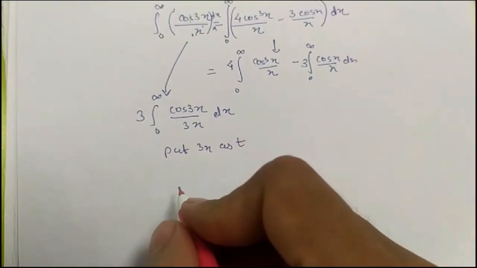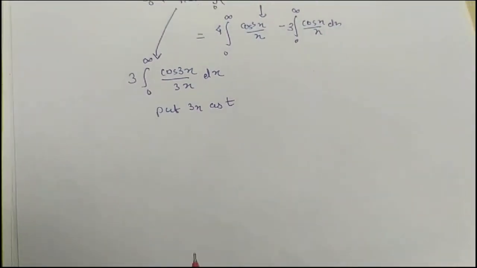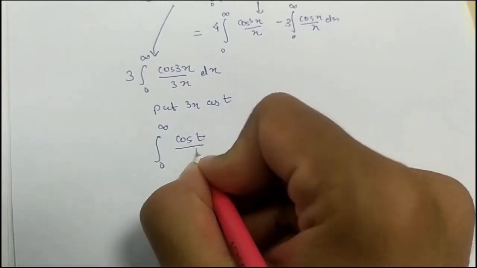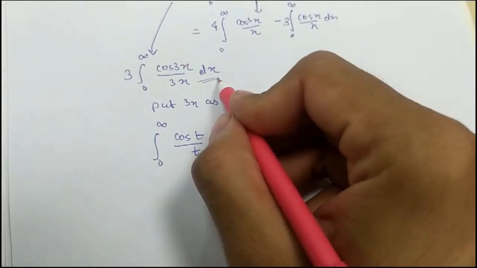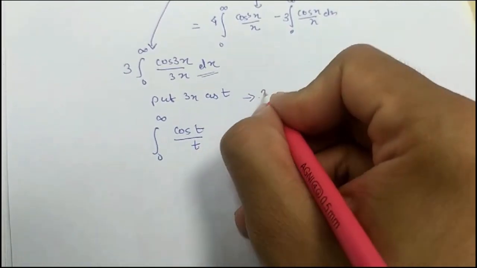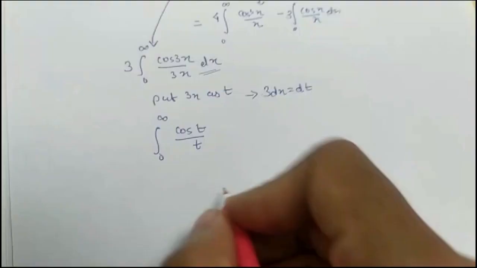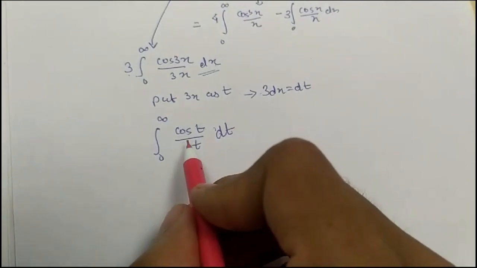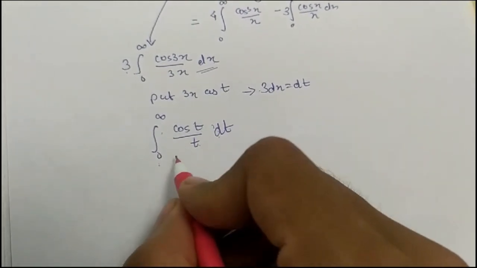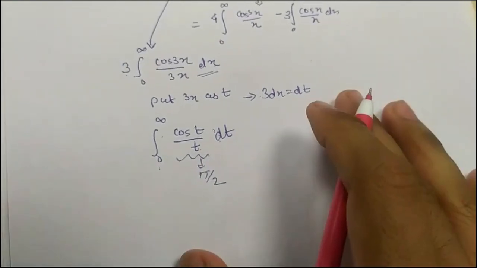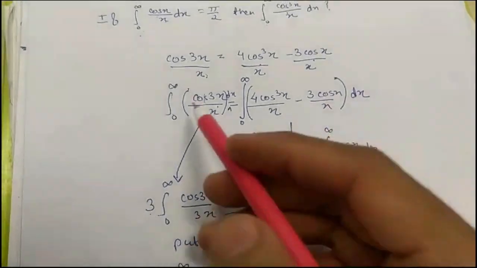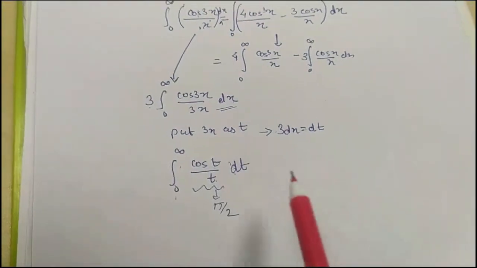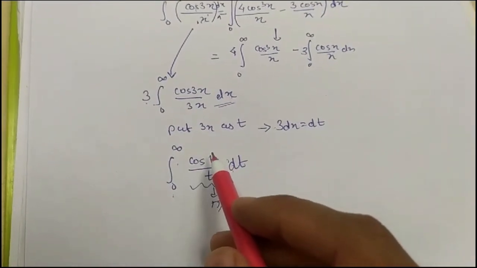What are we going to get? If we do this, we will simply get 0 to infinity cos t by t. And what will dx become? From here we can say that 3 times dx is equal to dt. So if we merge this 3 with this dx, this would be dt. So it is just the integration from 0 to infinity cos t by t dt, and this is pi by 2. Why is this pi by 2? Because in the question it already said the integration from 0 to infinity cos x by x dx is equal to pi by 2. Here it is just a change of variable. We are just referencing it by some other name.